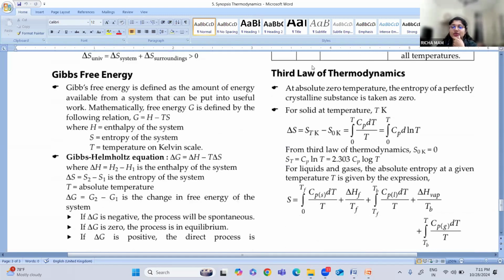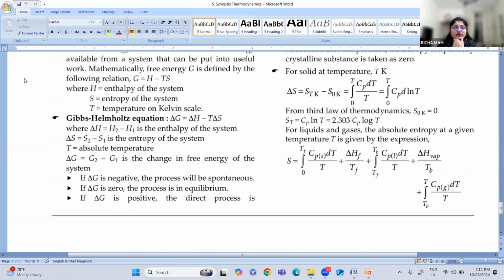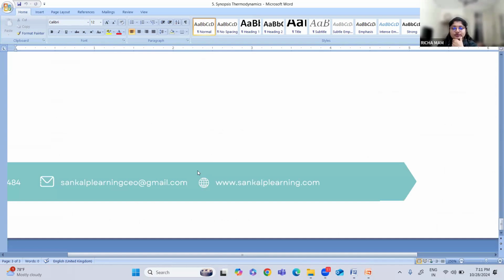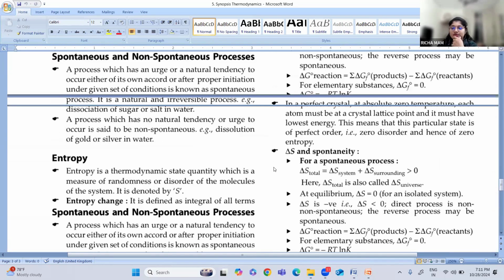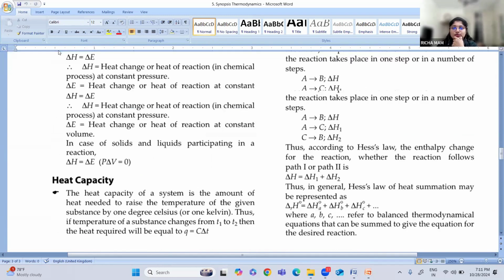Next is the third law of thermodynamics. At absolute zero temperature, the entropy of a perfectly crystalline substance is taken as zero. So this is your third law of thermodynamics. These are the things from this particular chapter. So let us see the remaining questions.